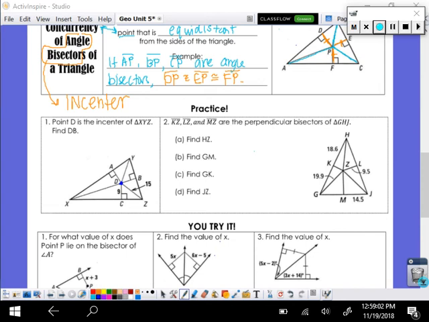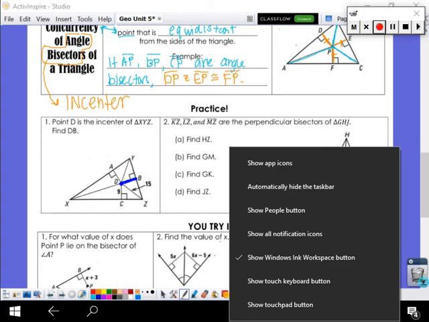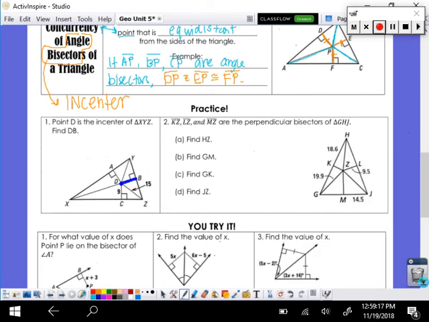So it's very important, I always like to highlight what we're looking for. So here's DB. I notice that that is the distance between my incenter and the edge of the triangle. We just learned that the incenter is equidistant to all of the sides. So DB, DA, and DC will all be the same length. Oh wow, I see that DC is 9, so I know that DB will equal 9. Okay.